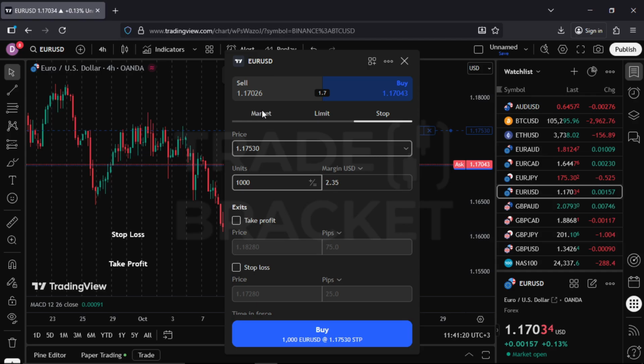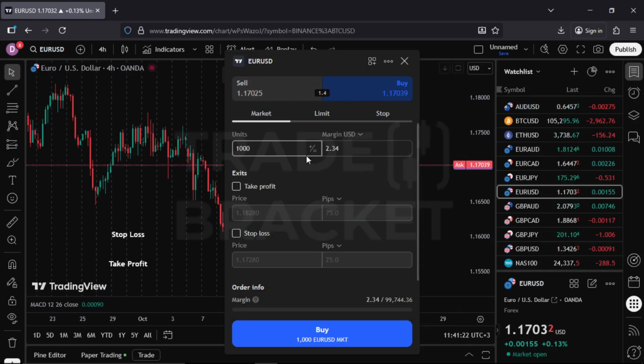Now I'm going to explain most of the things contained on this order ticket. All right, so as I said in the beginning, we are dealing with the Euro USD, the Euro against the United States dollar. Next we have sell on the left hand side, then we have buy on the right hand side.